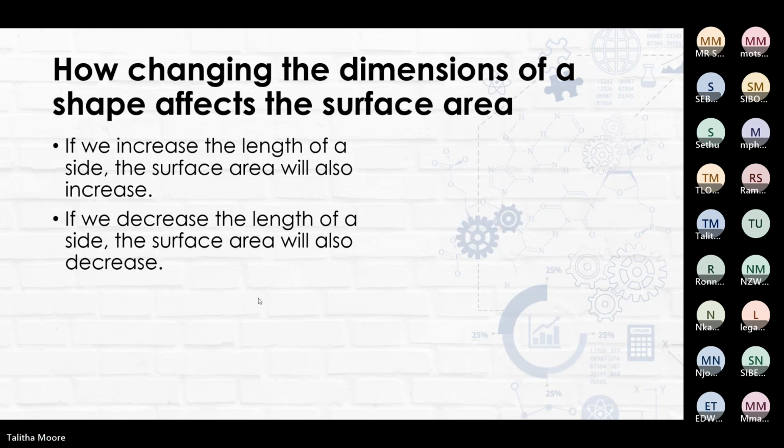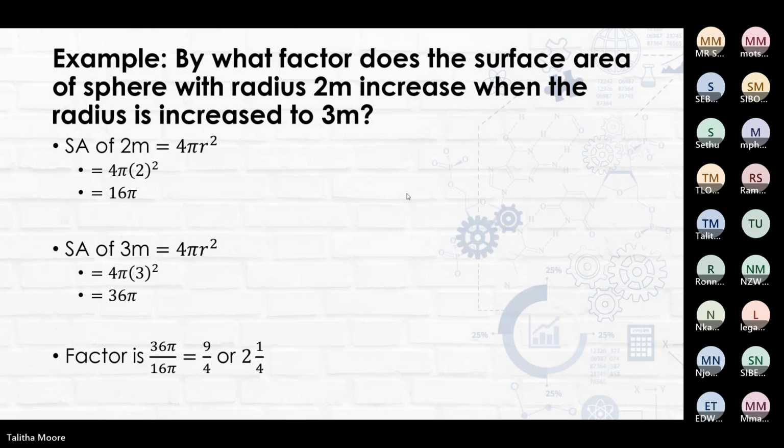This change button just changes the way the pi looks, so it multiplies the pi in once you are done with it. So how does changing the dimensions of a shape affect the surface area? Well, if we increase the length of the side, the surface area will also be increased. And if we decrease the length of the side, the surface area will also decrease. So by what factor does the surface area of a sphere with a radius of 2 meters increase when the radius is increased to 3 meters?